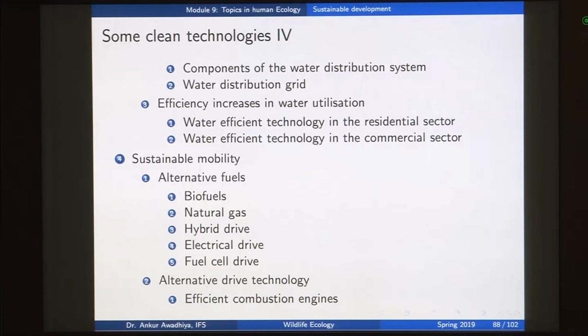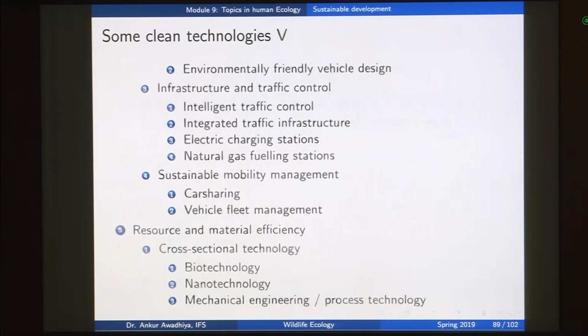Or we talk about sustainable mobility and alternative fuels. Can we run our vehicles through, say, biofuels, or through electricity, or through fuel cells? Or we talk about alternative drive technologies, more efficient engines, or environmentally friendly vehicle design, where there is a reduced amount of drag. Or we talk about infrastructure and traffic control, sustainable mobility management, carpooling, car sharing, vehicle fleet management.